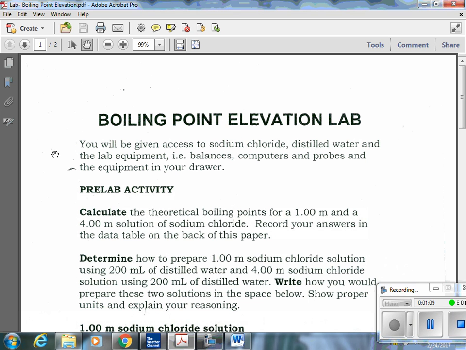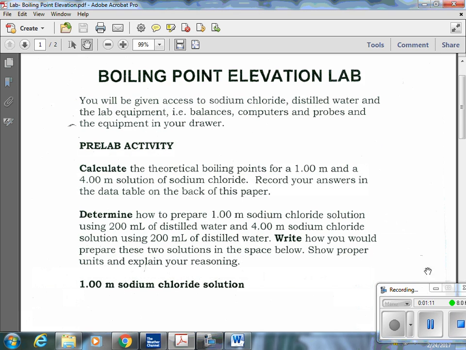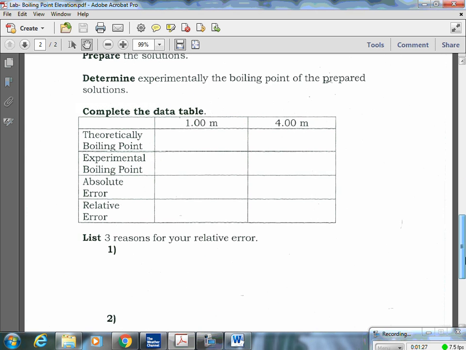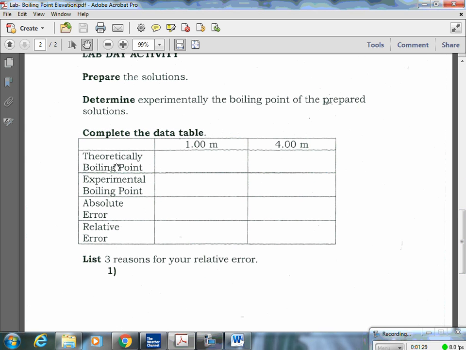It says right here that we need to calculate the theoretical boiling points for a 1 mol and a 4 mol solution of sodium chloride. Record these answers on the back data table. So if I pull to the back side of this paper, right here, you're going to see theoretical boiling point. So right here, you will have two numbers to calculate your theoretical boiling point.